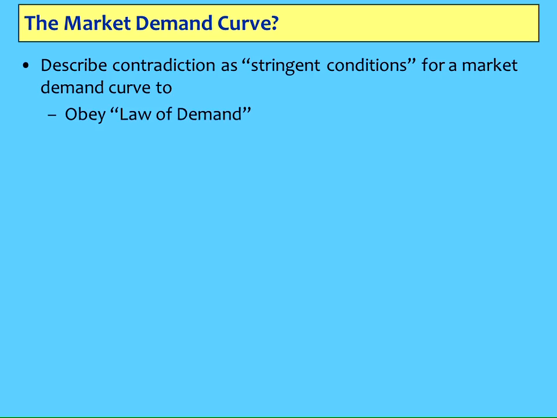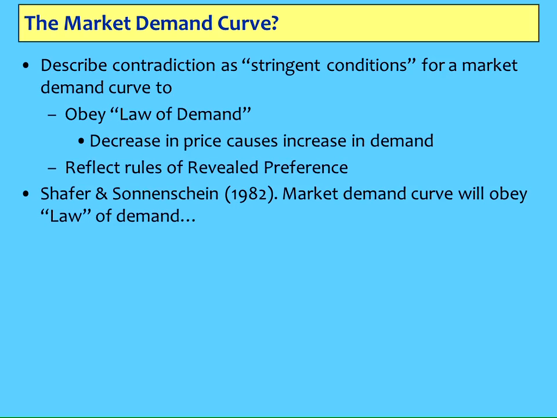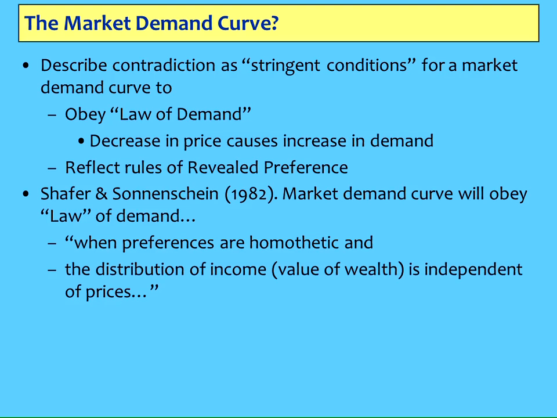So to obey the law of demand, this is how it was put by Schaeffer and Sonnenschein, who are actually probably the best in terms of how they express it. They say the market demand curve will obey the law of demand when preferences are homothetic and the distribution of income is independent of prices.